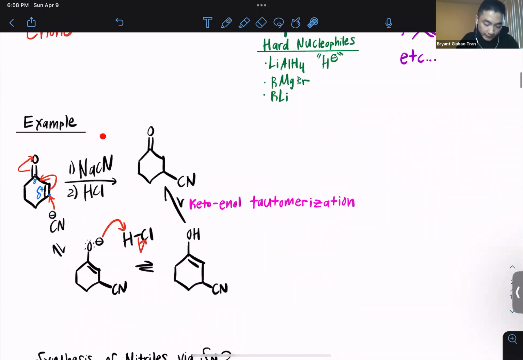As an example, we're given this enone here, with a nitrile as the first step and acid workup as the second step. Since we're given a nitrile, which is a soft nucleophile, we can only attack the carbon with the bigger partial positive charge, which is this. When that happens, this double bond is going to move up here and kick the carbonyl bond up onto that oxygen. Then we have this intermediate where the second step of HCl will protonate the negatively charged oxygen here. Now we have an enol, which will tautomerize into the stable carbonyl form.